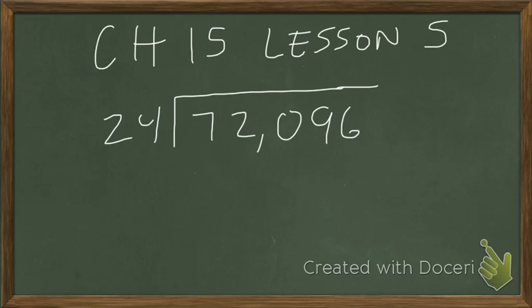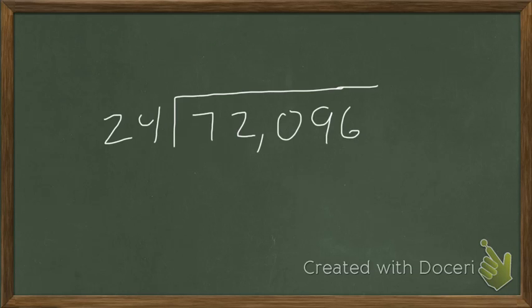Chapter 15, Lesson 5, Dividing with a Two-Digit Divisor. So we have 72,096 divided by 24. Again, we want to see how many times 24 can go into 72.